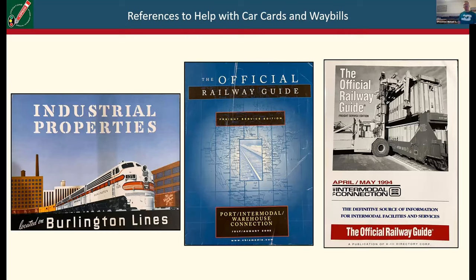So for specific commodity types, you just find the various official railway guide for that commodity type. These can be easily found on eBay or other train shows, other areas.